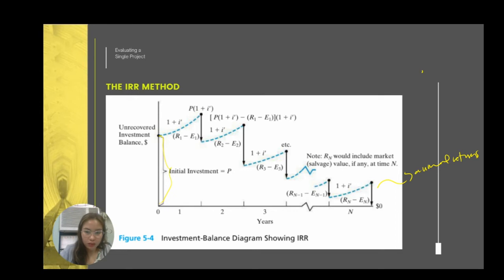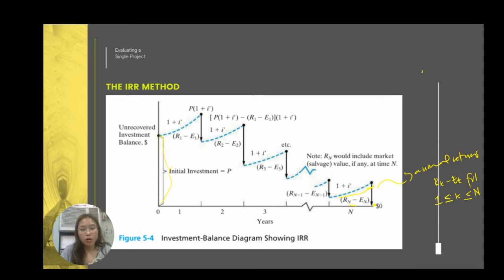Okay, naakay ko andara no kanina mga RK minus EK for 1 less than or equal to K less than or equal to N. Kaya nga conditions. Against the unrecovered investment. And the dashed lines, kanina mga dashed lines here, indicate the opportunity cost of interest or profit on the beginning of year investment balance. So the IRR is the value of I prime in this figure that causes the unrecovered investment balance to exactly equal 0 at the end of the study period.